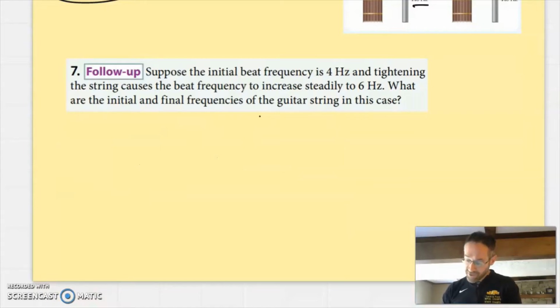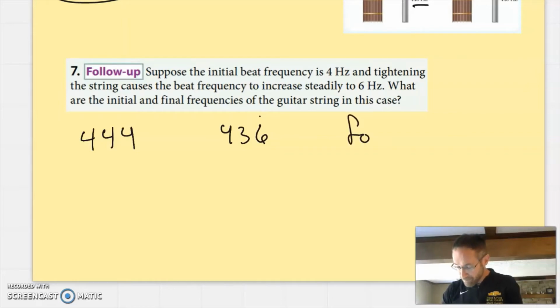Now it says in number 7, suppose the initial beat frequency is 4 hertz and tightening the string causes the beat frequency to increase steadily to 6 hertz. What are the initial and final frequencies of the guitar string in this case? So my possibilities to start are 4 hertz, so 444 or 436 hertz. They're both 4 away from 440, and now we're going to tighten the string again, and that's going to make the frequency higher, and we're going to get now a difference of 6 hertz.